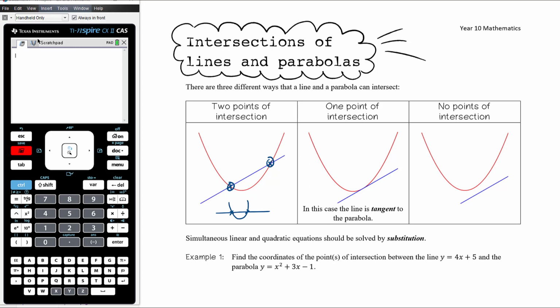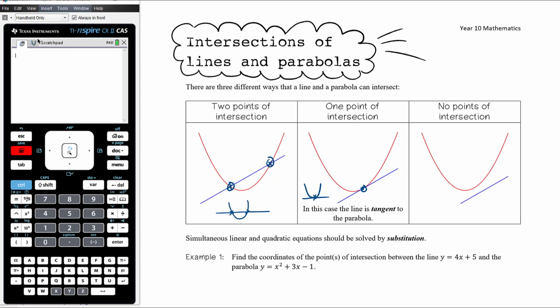Okay, they can also just cross once, and that's where the line is what we call a tangent to the parabola. So it just caresses the side of the parabola. They just touch each other at that point. The line doesn't actually cross through the parabola. They just touch at this point here, and the line stays completely below the parabola. We've seen that happen with x-intercepts, where we can have a parabola with just one x-intercept where the turning point sits just neatly on the x-axis. And again, an x-intercept is an example of where a parabola meets with a straight line.